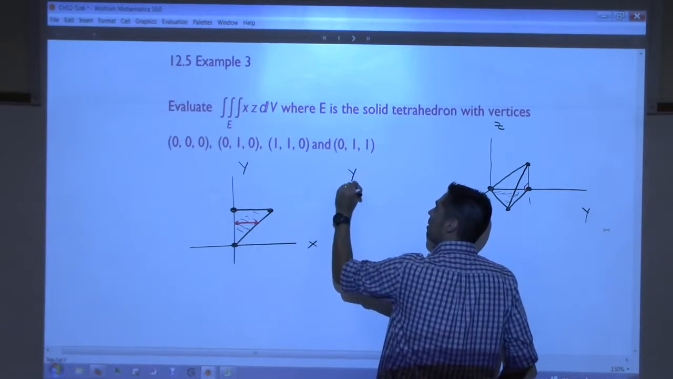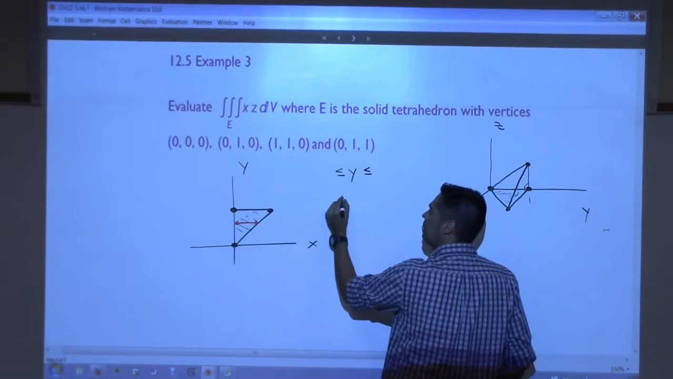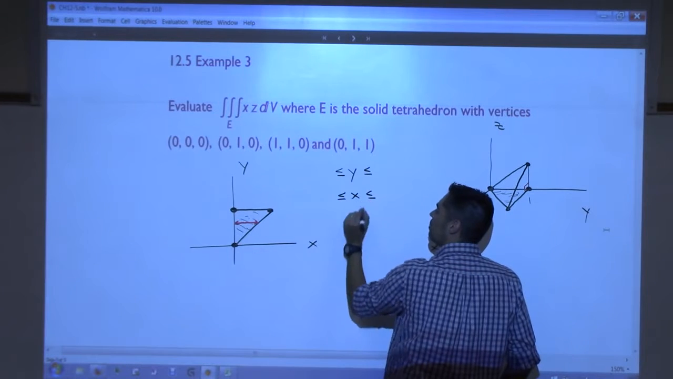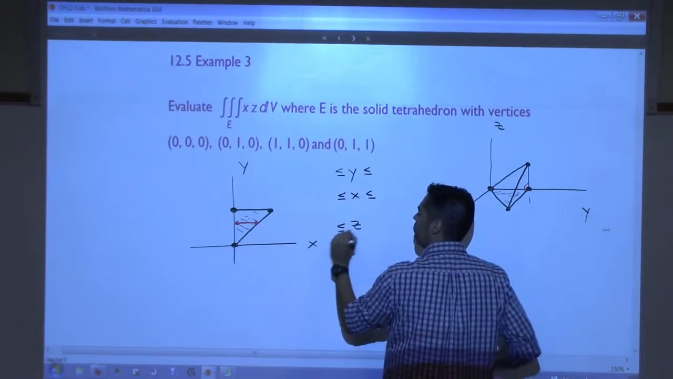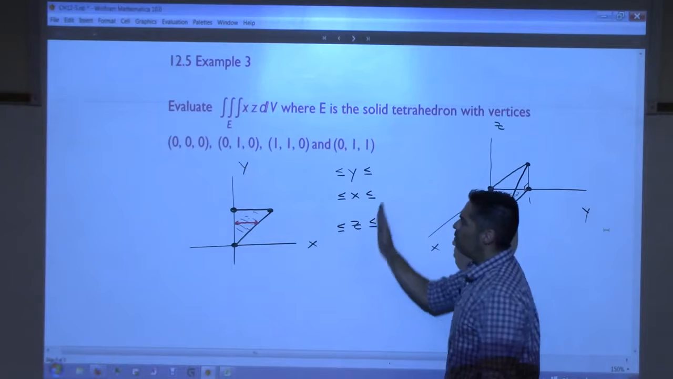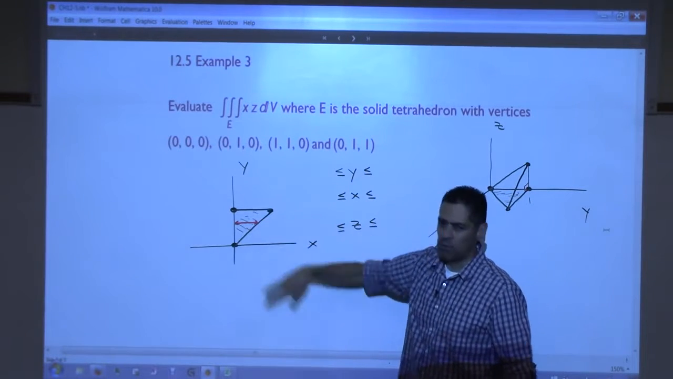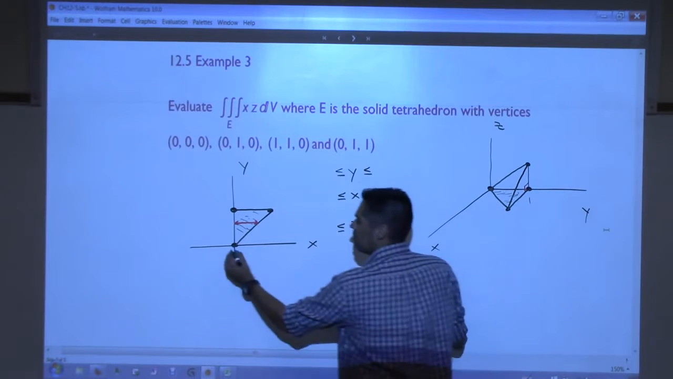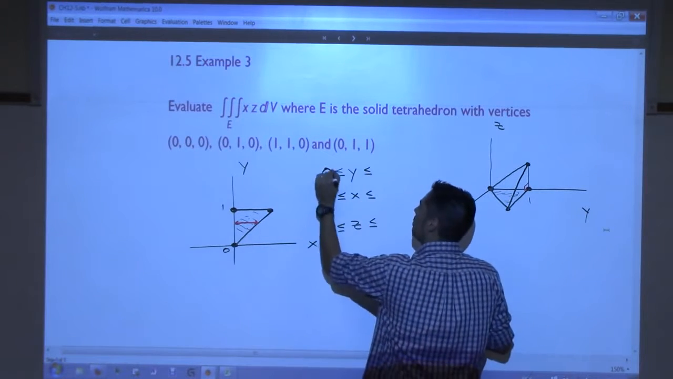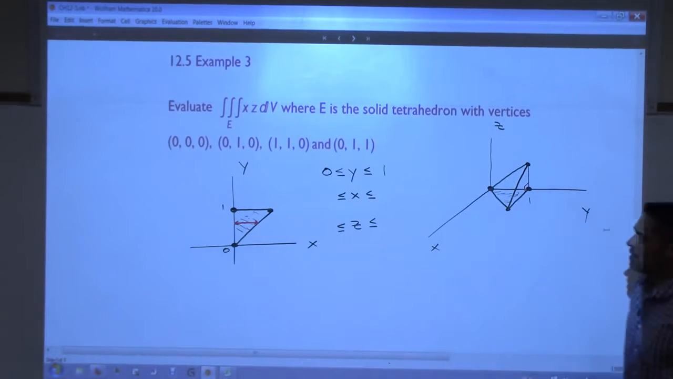If I'm going to do type 2, I need to find my constant bounds on y, then the bounds on x, and then the bounds on z will come from over here. So what would my restrictions on the y be? Between two constants, right? 0 and 1. So that's set. And now I need restrictions on x, and those should be two functions of y, right?